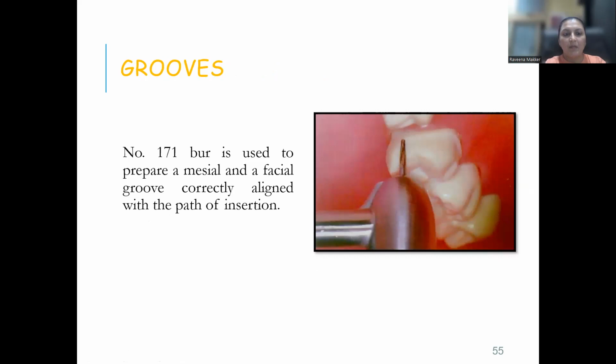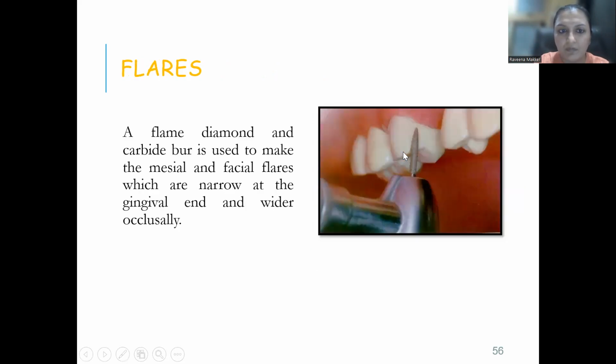Then grooves. Number 171 burr is used to prepare a mesial and a facial groove correctly aligned with the path of insertion. In 7/8 crown, there are two grooves which are made. One is the facial and the other one is the mesial groove. In 7/8 crown, only the mesio-buccal cusp of the tooth remains intact. So a facial groove is placed and a mesial groove is placed along the path of insertion.